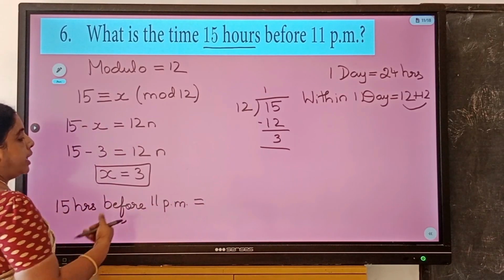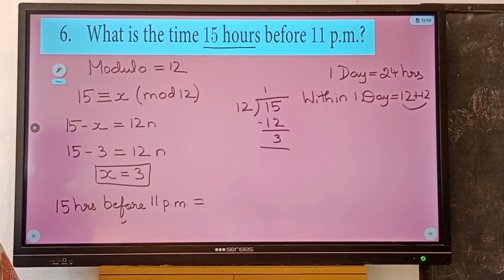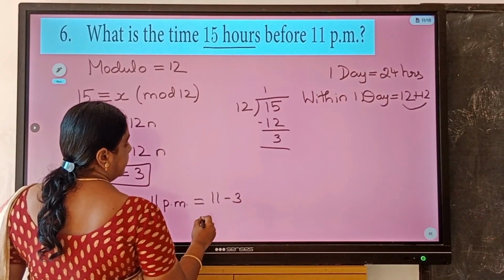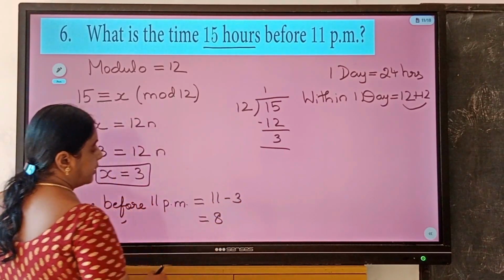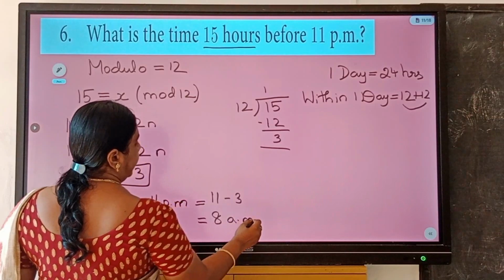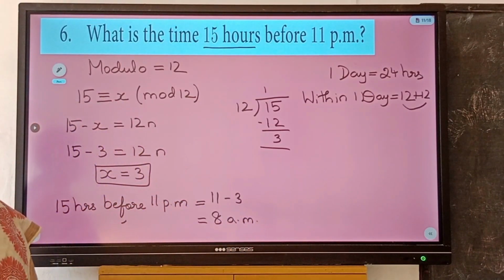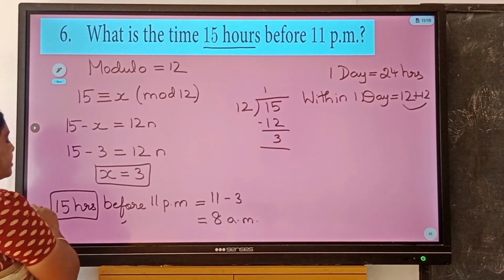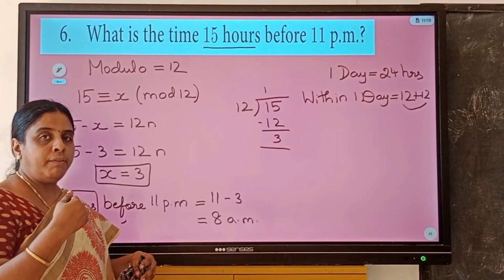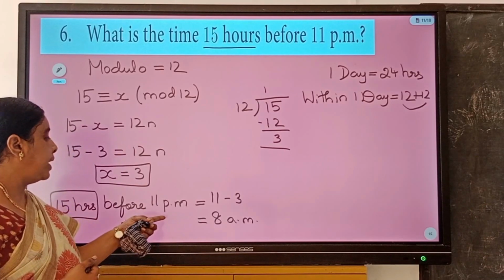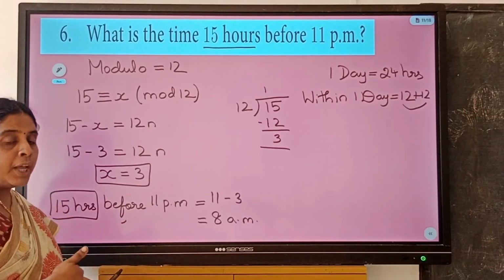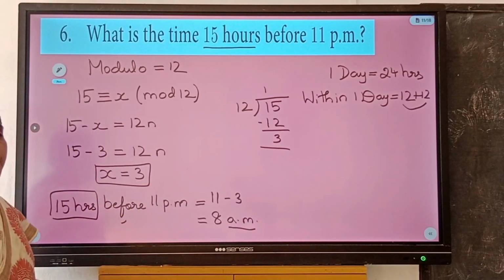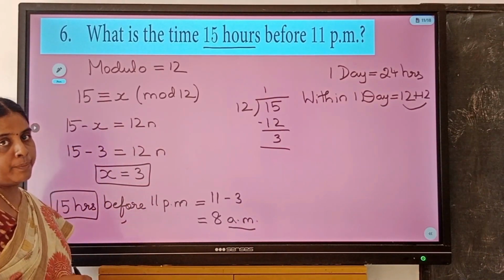So 15 hours before 11 p.m. So 11 minus 3, it's 8 a.m. Now why do we write here a.m.? It is that this is 15 hours, so more than 12 hours from p.m., it's going to be your AM. So that is why we are writing the answer as AM.